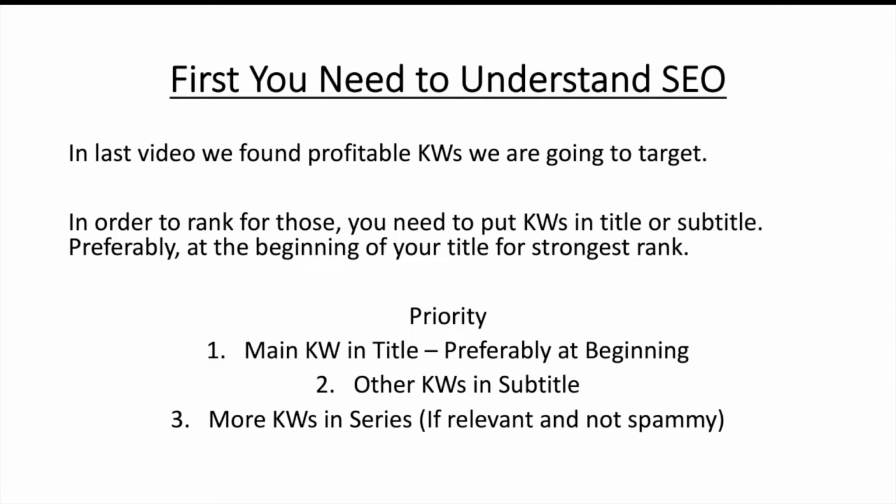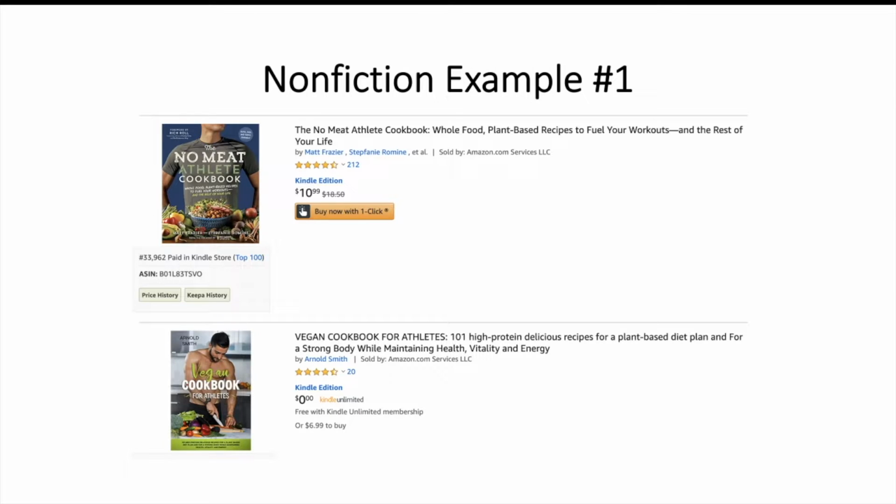So here's a priority. Number one, put the main keyword in the title, preferably at the beginning. Number two, put other profitable keywords you found in the subtitle, as long as it fits in naturally, it doesn't sound weird, and if it makes sense. Number three, this is an optional step, but you could put more keywords in the series name if it's relevant and not spammy. Here's a nonfiction example.